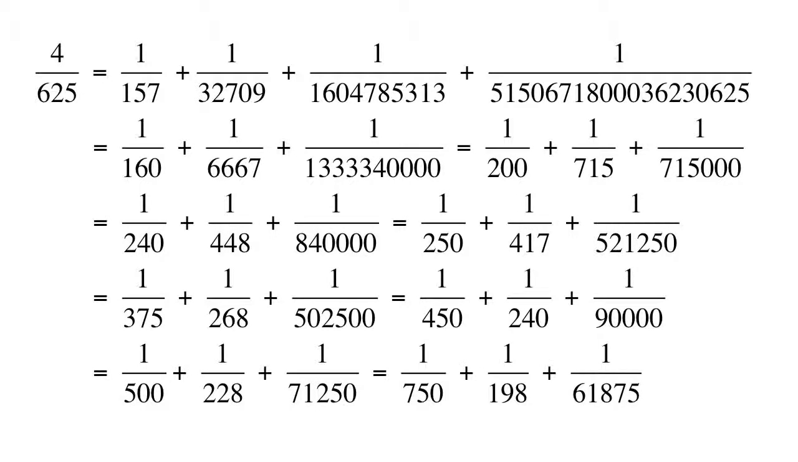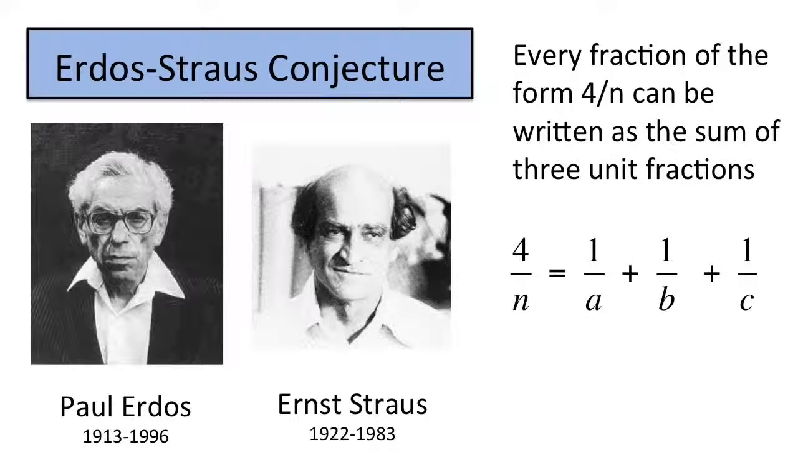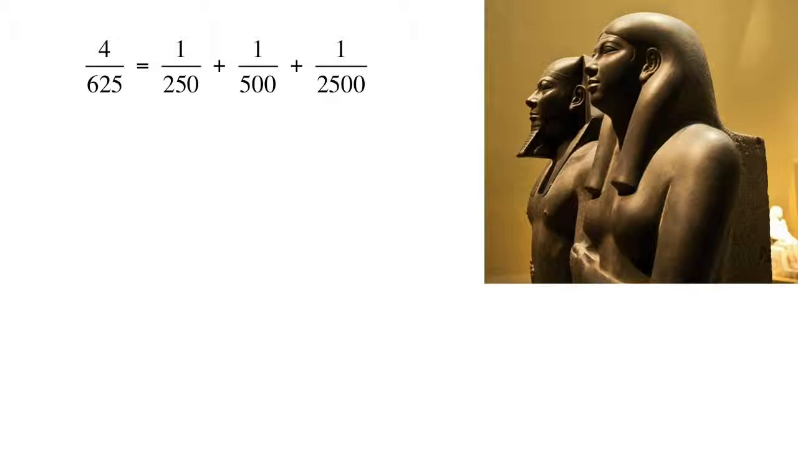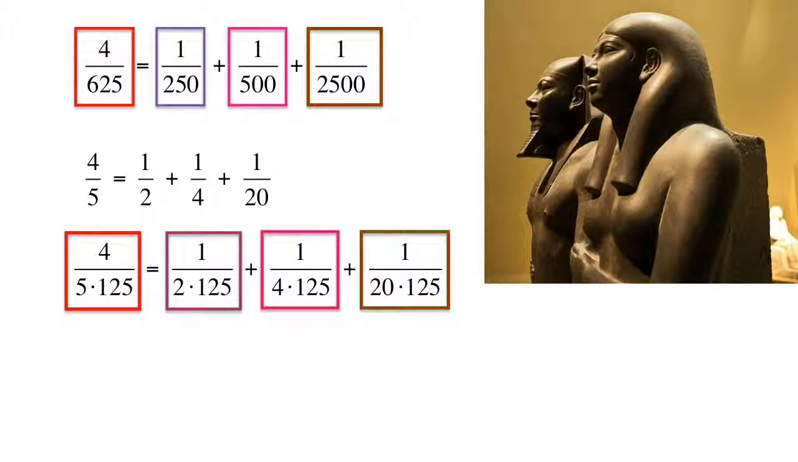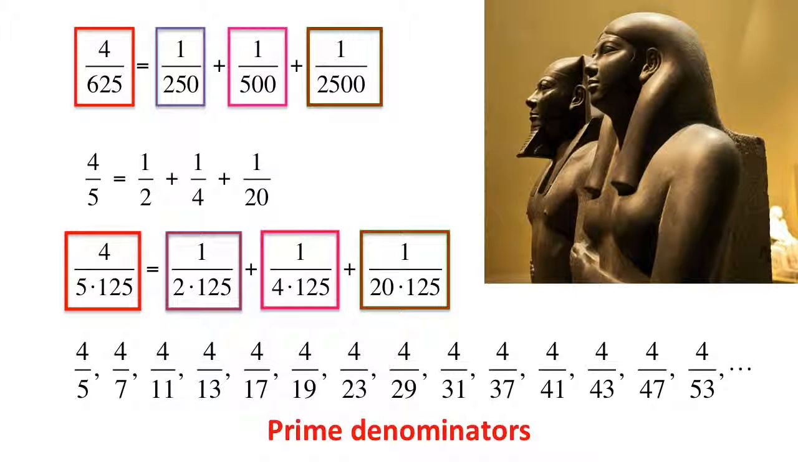This problem, posed by Paul Erdős and Ernst Strauss in 1948, is now called the Erdős-Strauss conjecture, and it's still unproven. In the previous example, a choice with smaller denominators is this formula. This was found by using the simpler formula and dividing each term by 125. This example highlights that to prove the Erdős-Strauss conjecture, it is sufficient to consider only the fractions 4/n, where n is a prime number.